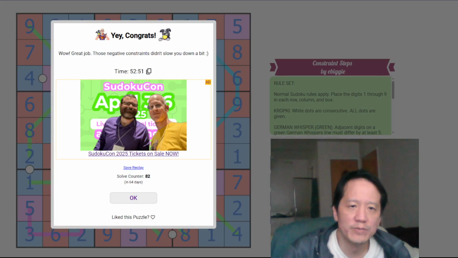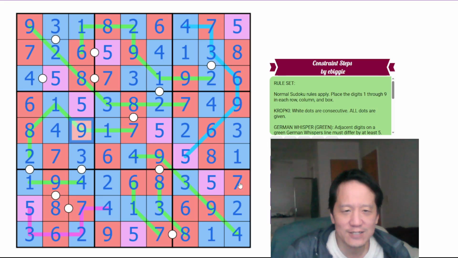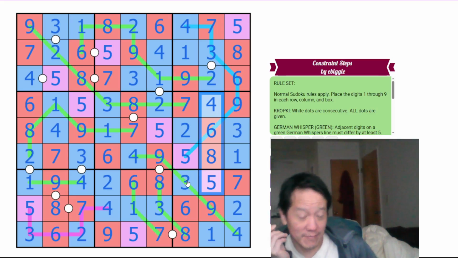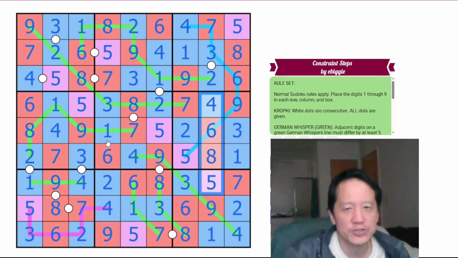Wow, great job. Those negative constraints didn't slow you down a bit. Well, they did, actually. They did actually slow me down a little bit because I forgot about it. Yeah, and that's how you solve that puzzle.